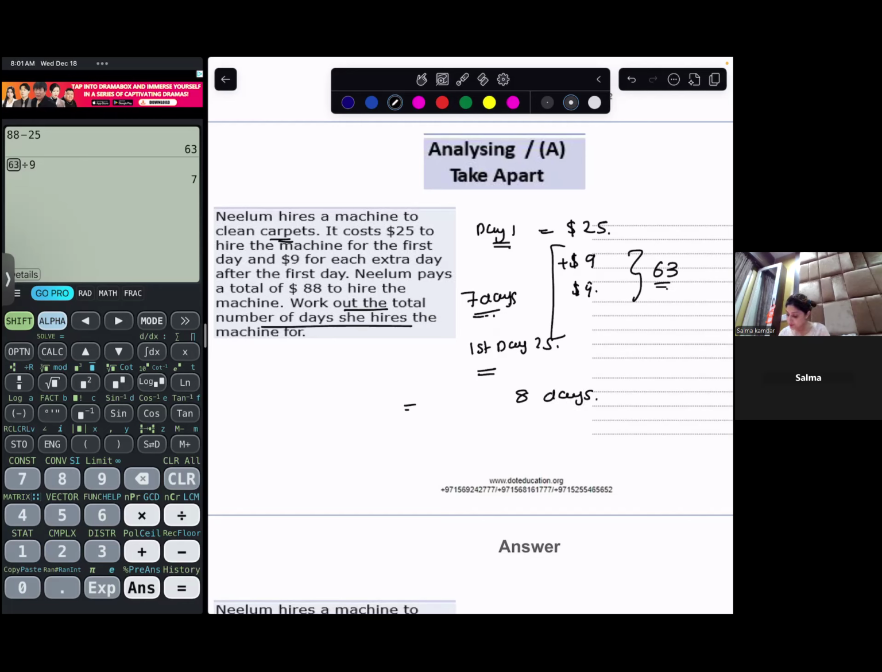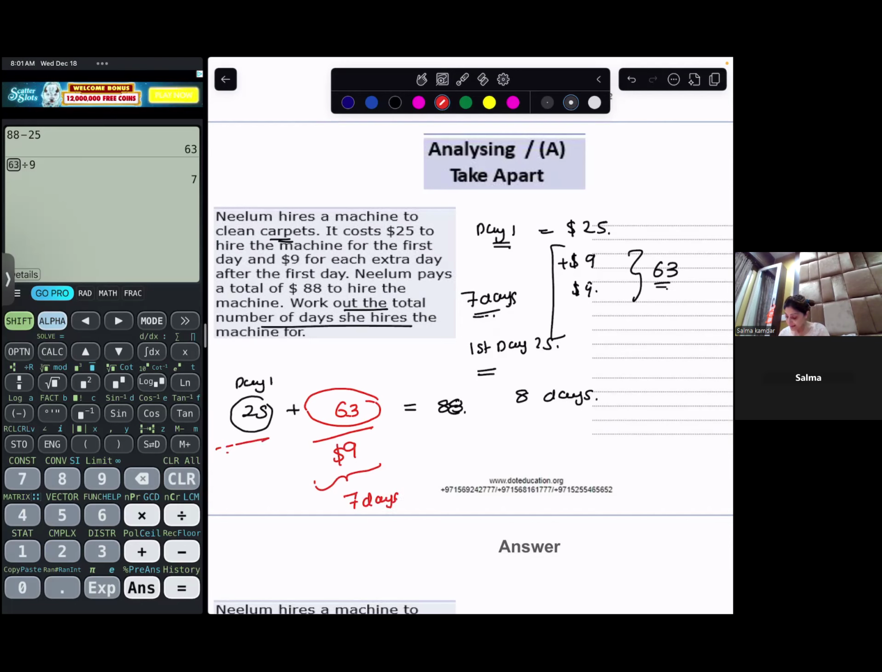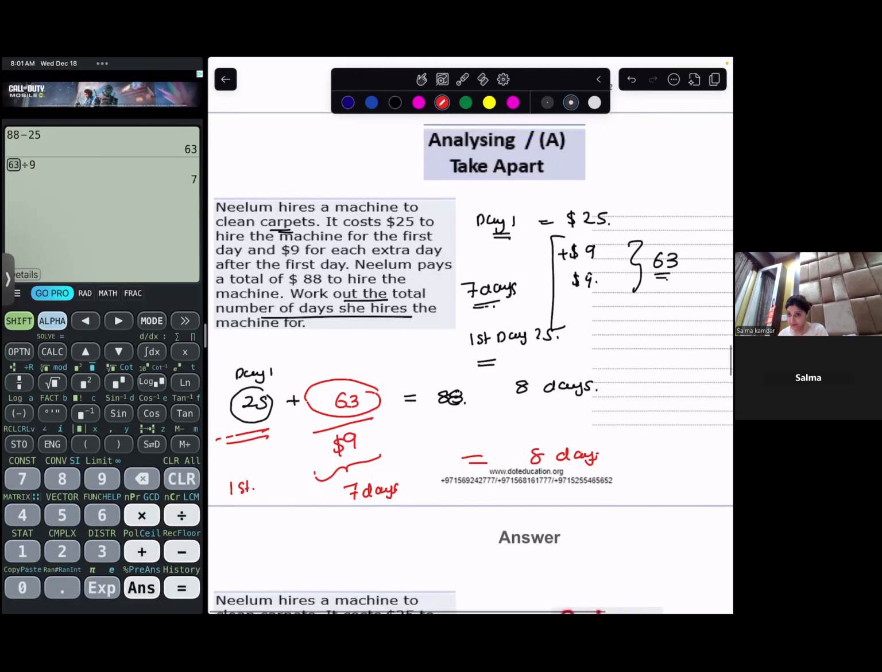Please remember, in total she's paying 88, and 25 she's paying on day 1. So I got my balance 63. After that, every day I am paying 9, so I will divide by 9. So this 63 is paid for 7 days. 25 is paid for the first day. So she's hiring the machine in all for 8 days. You need to be mindful of this fact. Okay. Now let's do the next one.